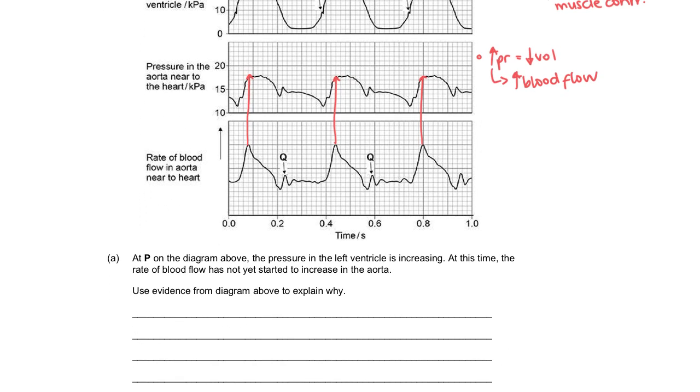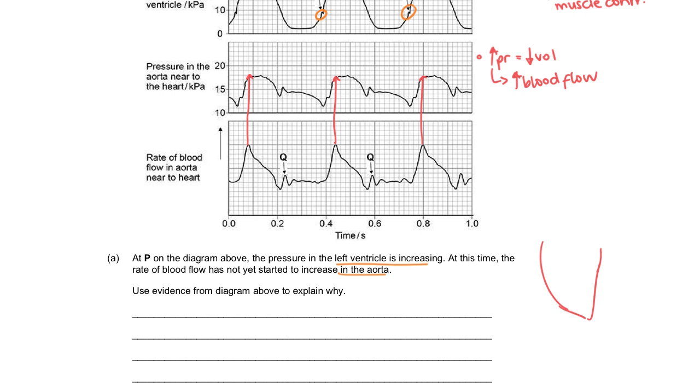At P on the diagram above, so let me just highlight where P is. The pressure in the left ventricle is increasing. At this time, the rate of blood flow has not yet started to increase in the aorta. Use evidence from the diagram to explain why. And this question requires a little bit of knowledge of cardiac anatomy.